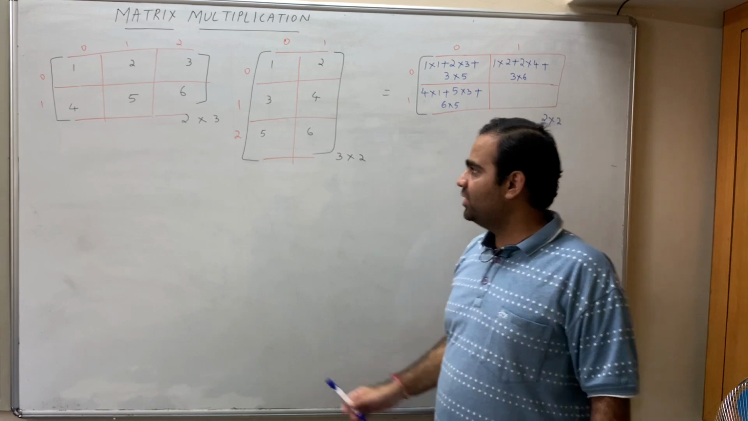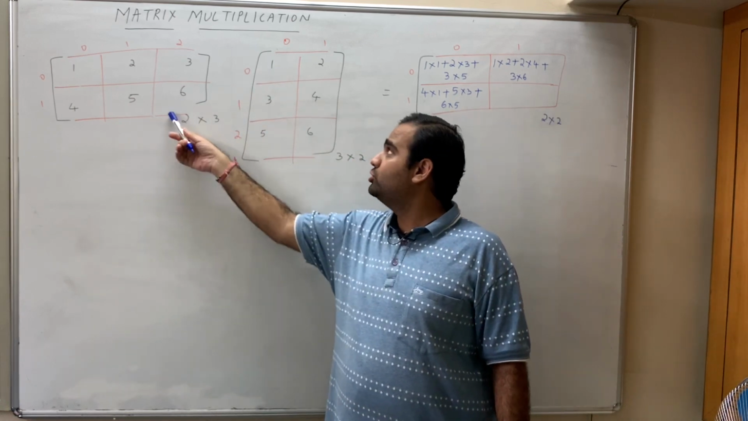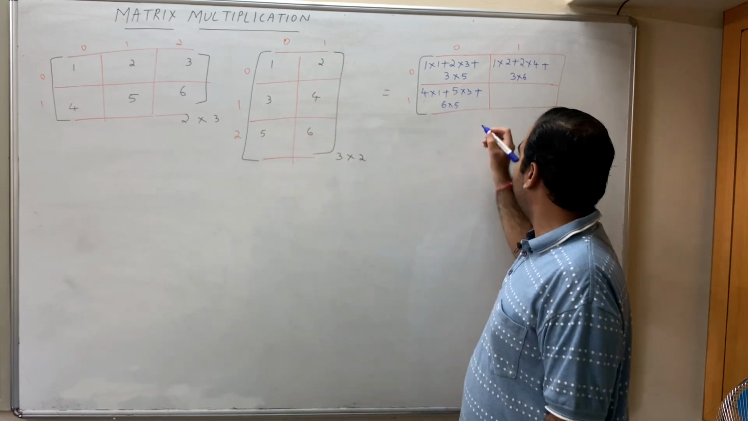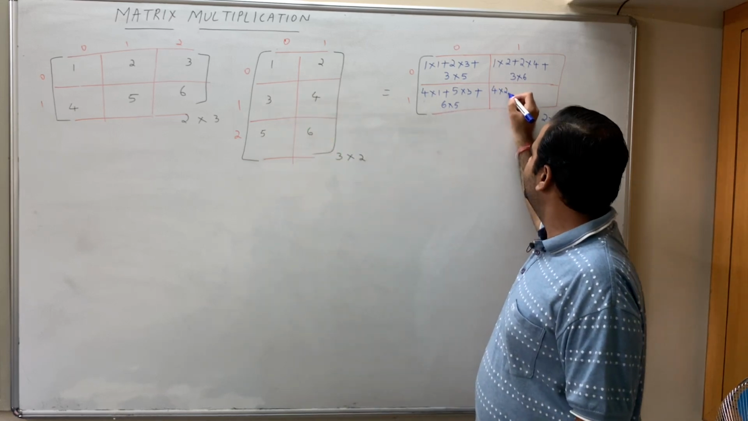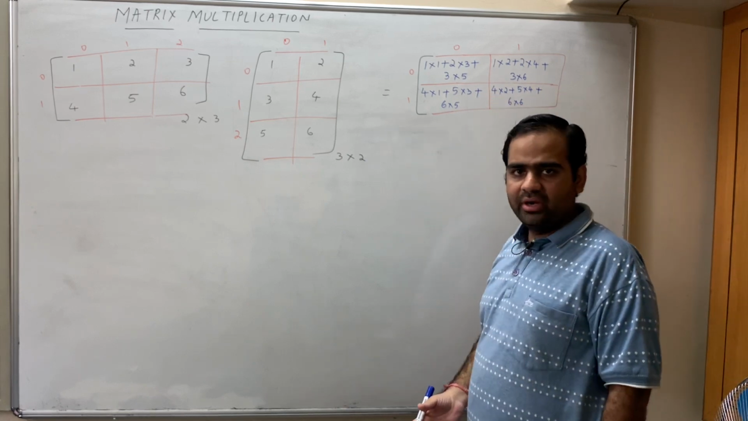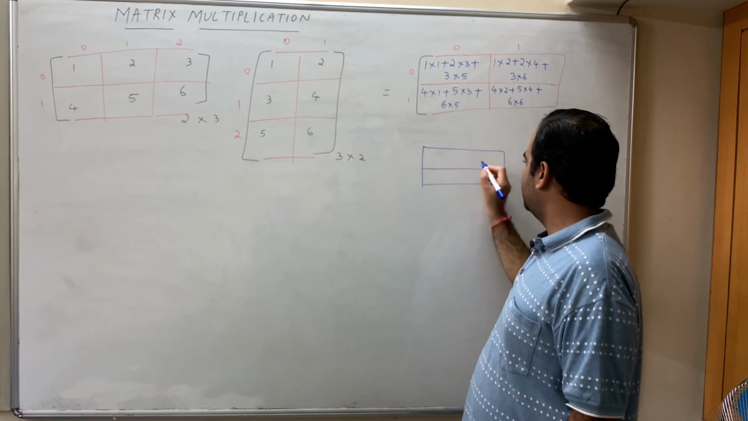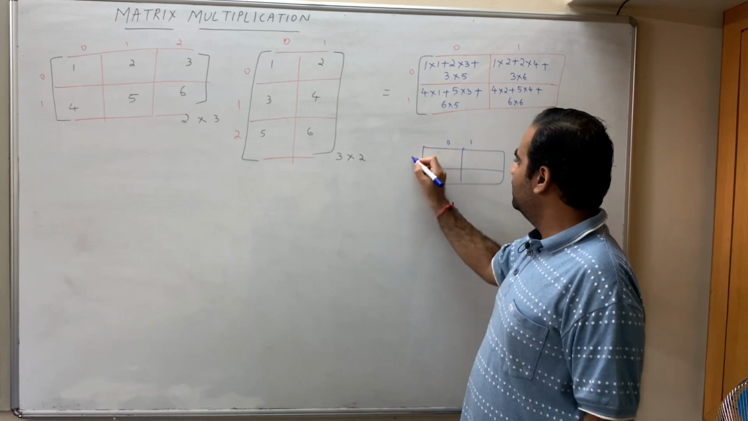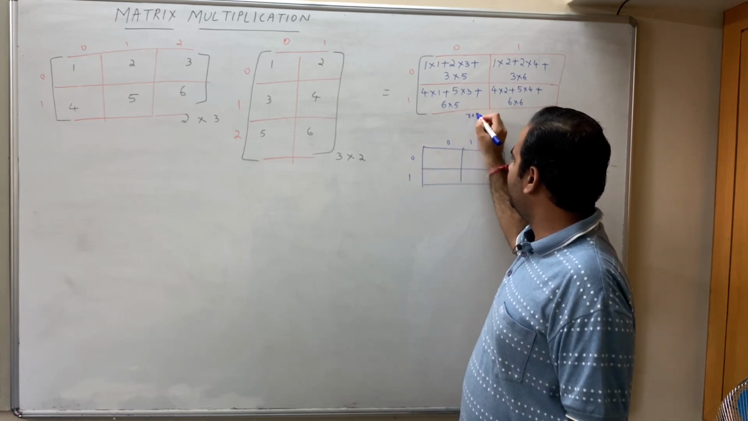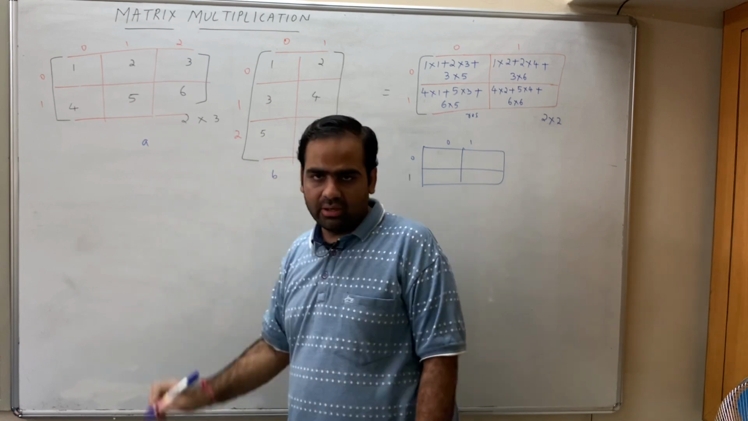Now it is done. The second row is multiplied with the 0th column. Now the second row should be multiplied with the first column. How do I multiply it? 4 into 2 plus 5 into 4 plus 6 into 6. And whatever answer comes, you write it. Now what is the answer that we are going to get in the resultant matrix? Suppose I call this the resultant matrix, this is matrix A, this is matrix B.